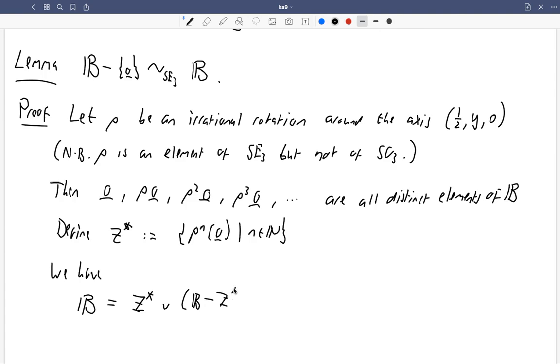So it's going to be very similar to the argument we did with the fixed points. And once again, we simply apply the rotation to Z star. So we see that that's SE3 equidecomposable with, we apply rho to Z star, and we don't do anything to the other points in the sphere. And this is B minus the origin.